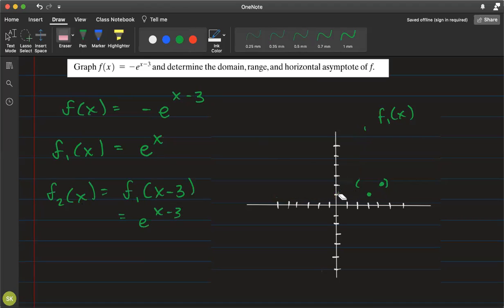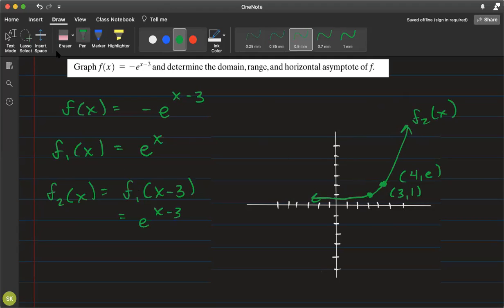I'm going to erase that stuff. So we're going to have something like this now. And this is the graph f2 of x. And if you want to label these 2 points, so this one was 0, 1, but now it's going to be 3, 1, because we moved it over 3 units. And this point was 1, e, now it's going to be 4, e.